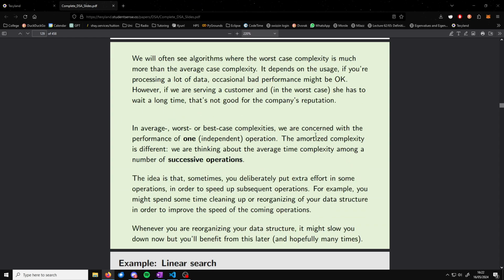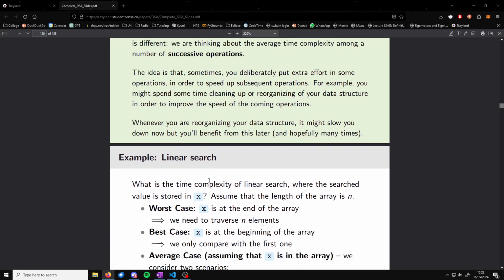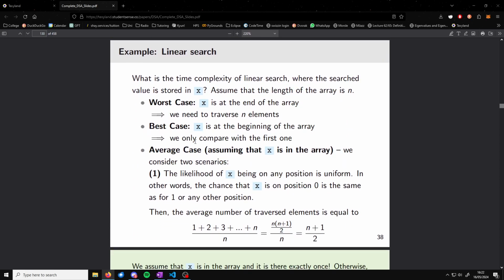In average, worst or best case complexities, we're concerned with the performance of one independent operation, whereas with amortized complexity, we want to think about the average time complexity over a number of successive operations. So we want to look at the bigger picture in a way. So let's look at an example. Hopefully that should clear things up.